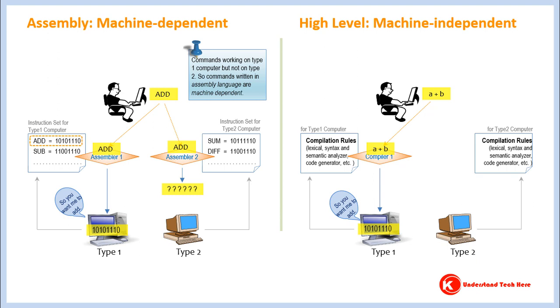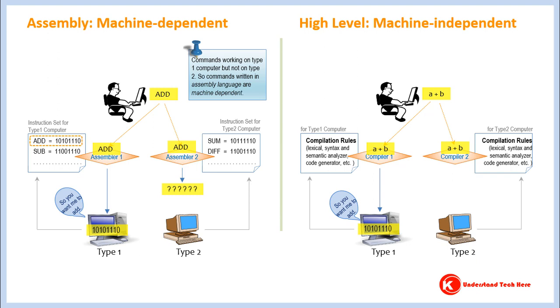What happens when command A plus B goes to type 2 computer? There is also a compiler in type 2 computer. So command A plus B goes to compiler. Now compiler looks at compilation rules and, following rules here, converts addition commands into ones and zeros.